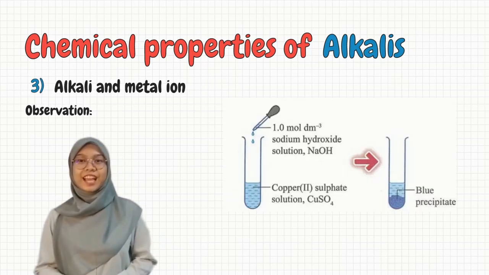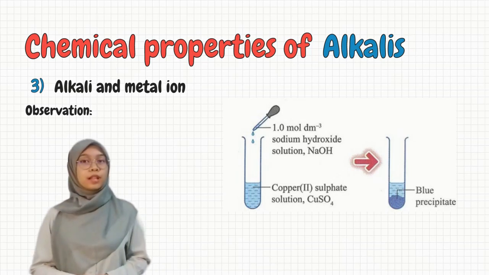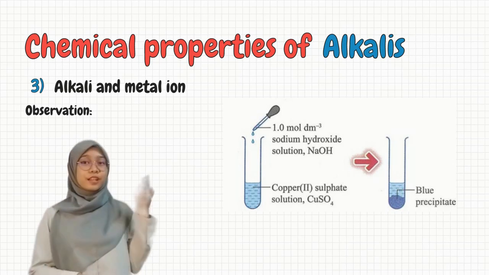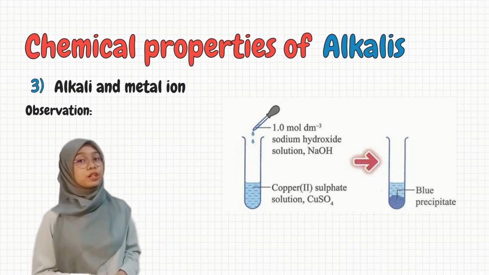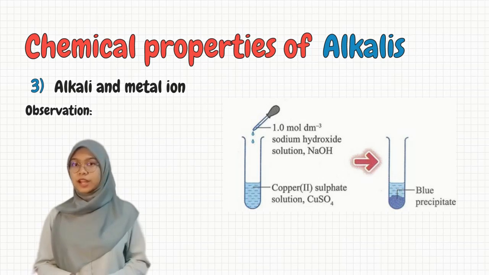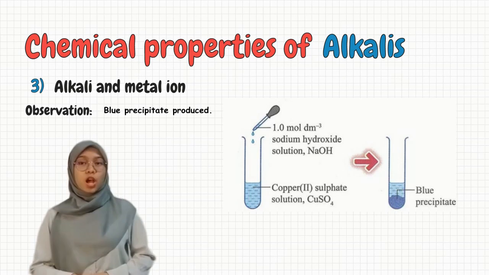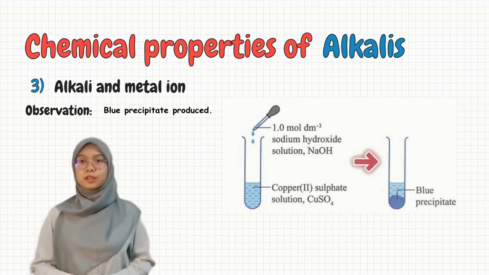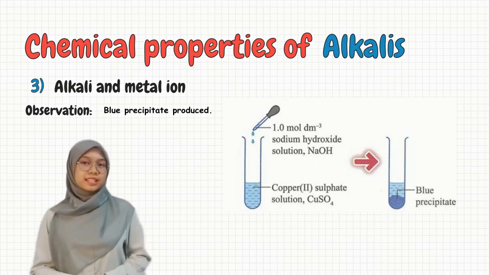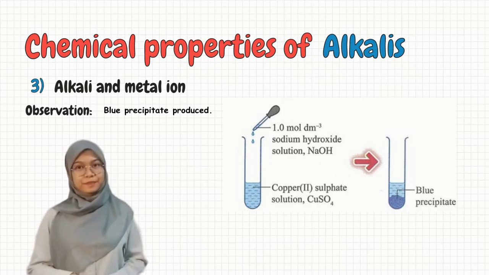Last but not least, our last reaction of the chemical properties of alkali. What will happen when alkali reacts with the metal ion? Based on the figure, fill the test tube with the copper(II) sulfate solution. Then, drop a few drops of sodium hydroxide into the test tube. A blue precipitate will be produced. When alkali reacts with the metal ion, the reaction will produce the insoluble metal hydroxide, which is the blue precipitate that we talked about earlier, and a cation from the alkali.